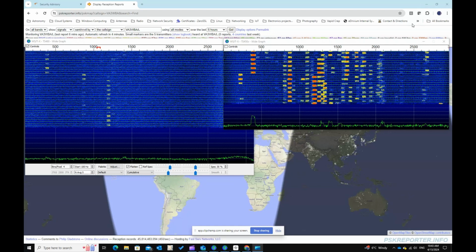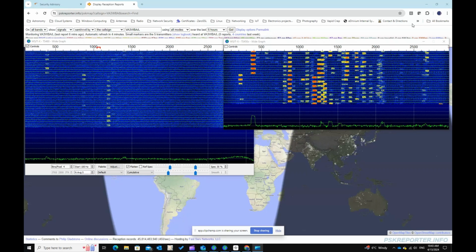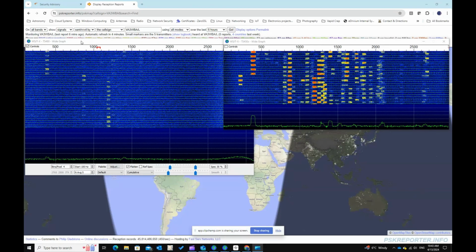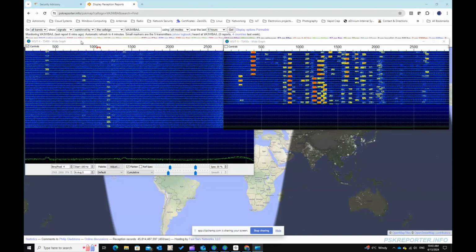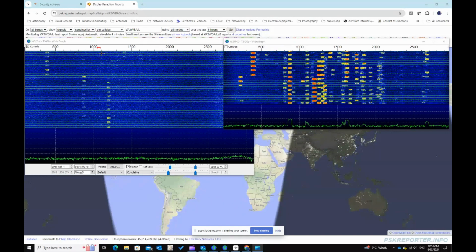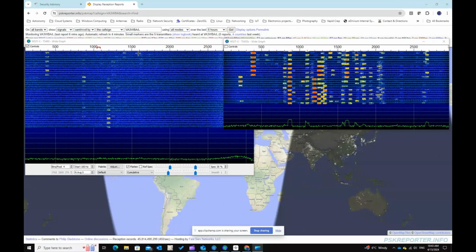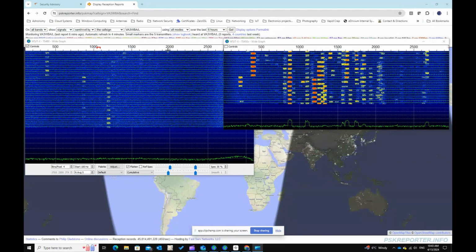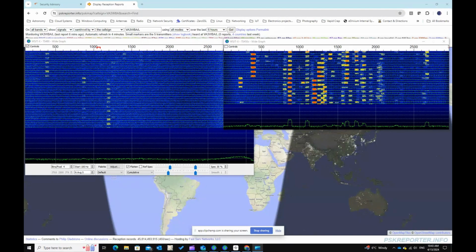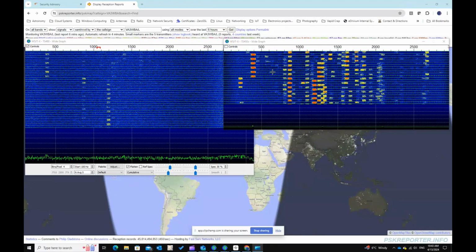Now let's take a look at the waterfall activity produced by each antenna. So here on the left, we have our loop. And there is a fair bit of signals that I can identify. 1, 2, 3, 4, 5, 6, 7, 8 signals that I see versus the dipole. I mean, the waterfall is loaded with signals.